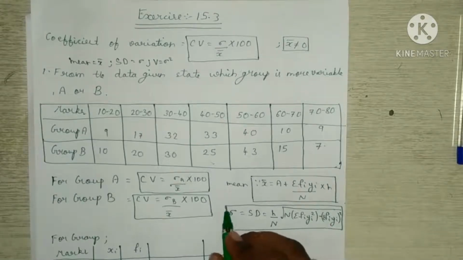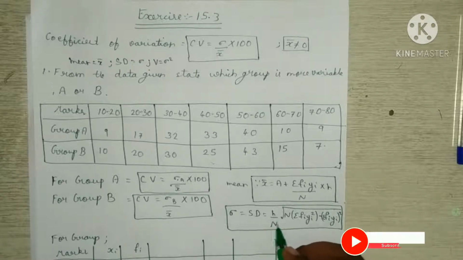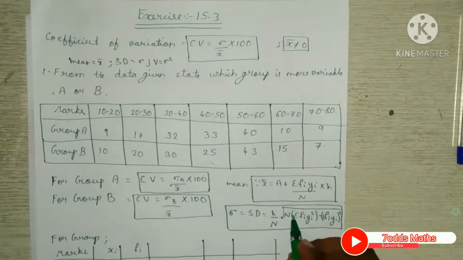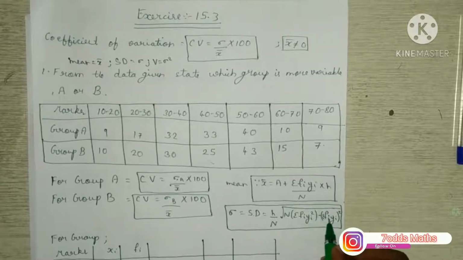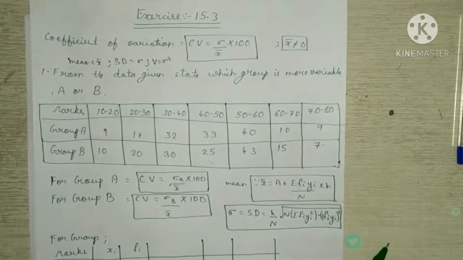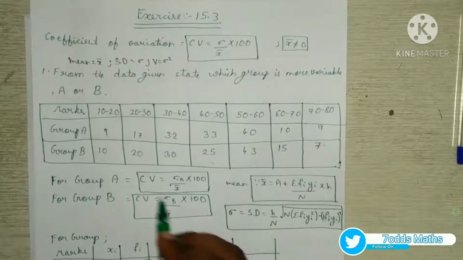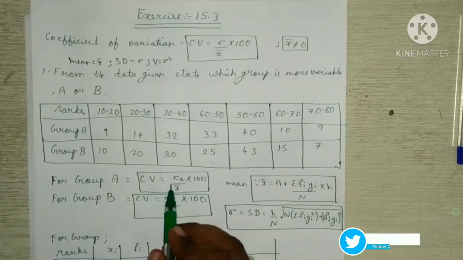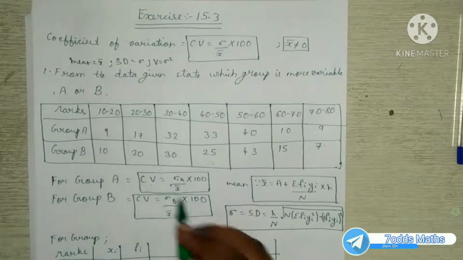Then sigma is nothing but the standard deviation. Standard deviation is equal to h by n, where n is the natural number, root over n into summation f y square minus summation f y the whole square. To find this, first we need to find the mean, then the standard deviation, so that we can apply them in the coefficient of variation formula to find which group is more variable.